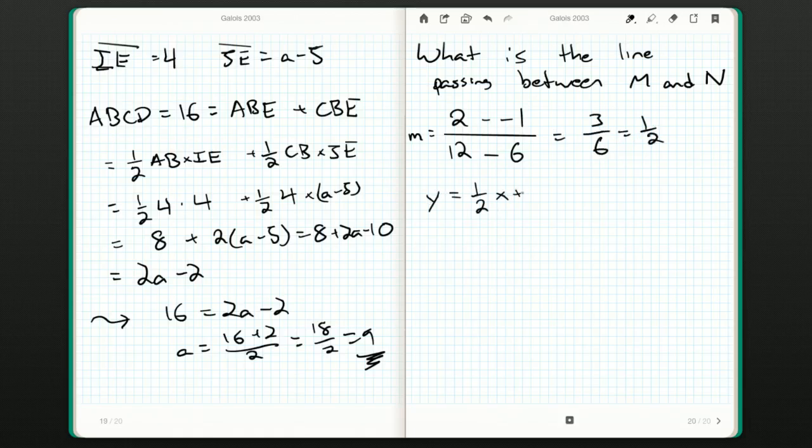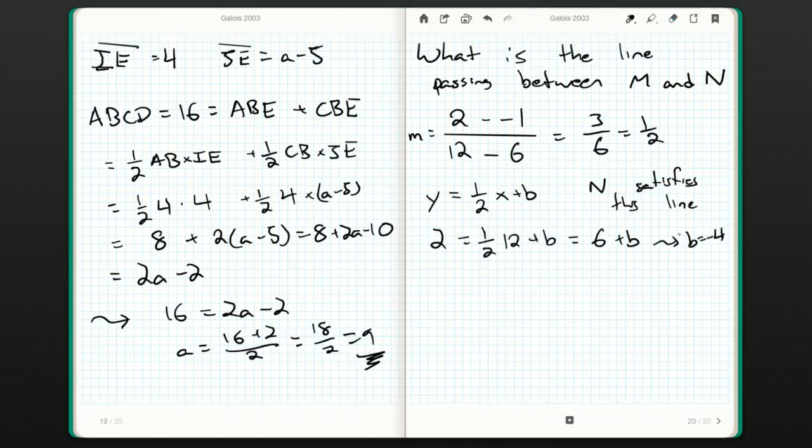So y equals mx plus b, and we know that N satisfies this. So we know that 12 is equal to, not 12, it's 2. 2 is 1/2 times 12 plus b. So that's 6 plus b. It's not hard to work out. B is going to be -4. So our line is y equals 1/2 x minus 4.